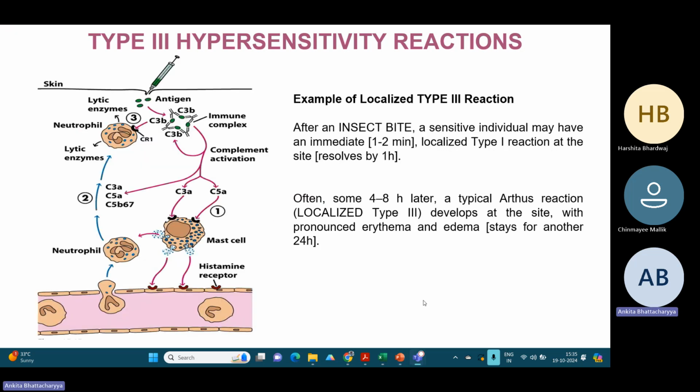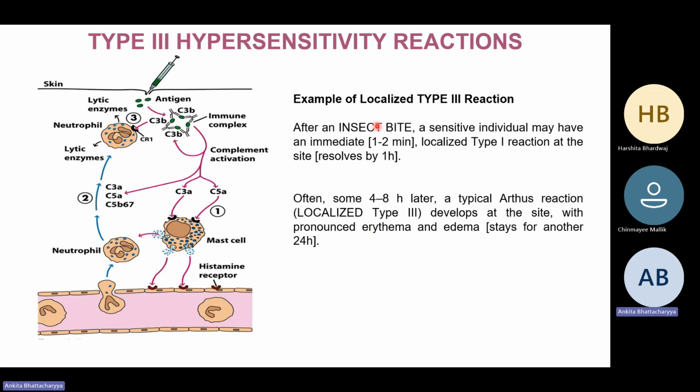Now, this you see is an example of a localized type 3 reaction. The example taken here is of an insect bite. So after an insect bite, a sensitive individual can often suffer different types of reactions. In particular, we are here talking about a localized type 1 reaction, which, while it sets in immediately, is also easier to recover from, and therefore usually recovers within an hour or so.